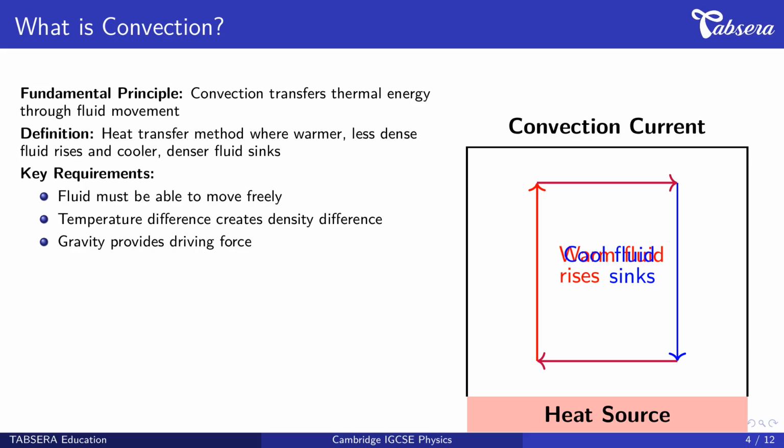Temperature difference creates density difference. Hot fluid becomes less dense. Gravity provides the driving force. It pulls denser cool fluid down. The diagram illustrates a complete convection current. Warm fluid rises on the left, flows across the top, cools and sinks on the right, then flows back along the bottom to complete the cycle.